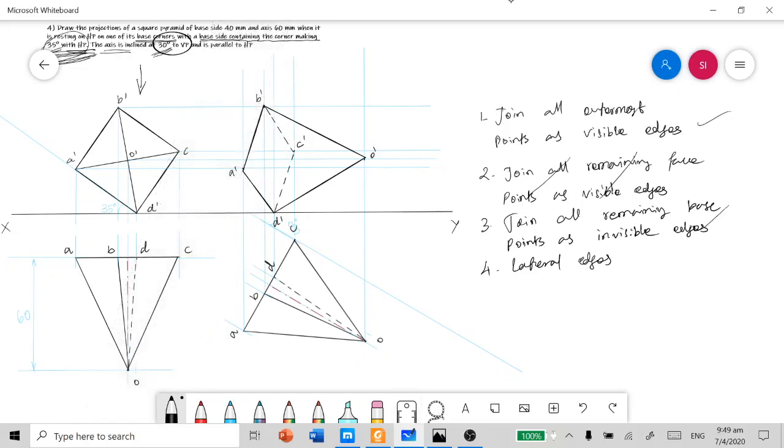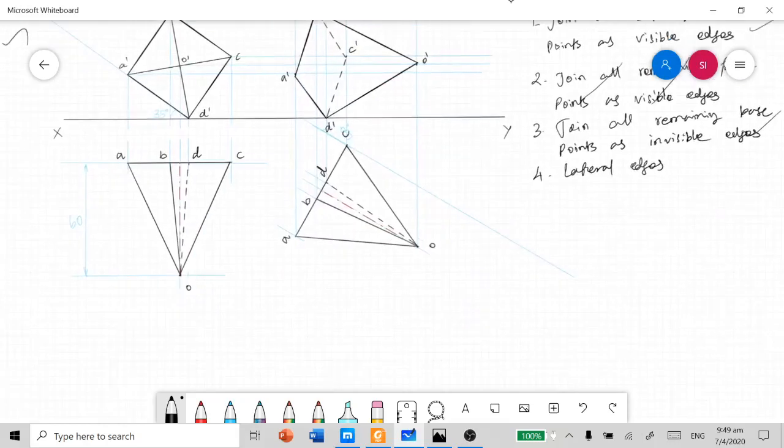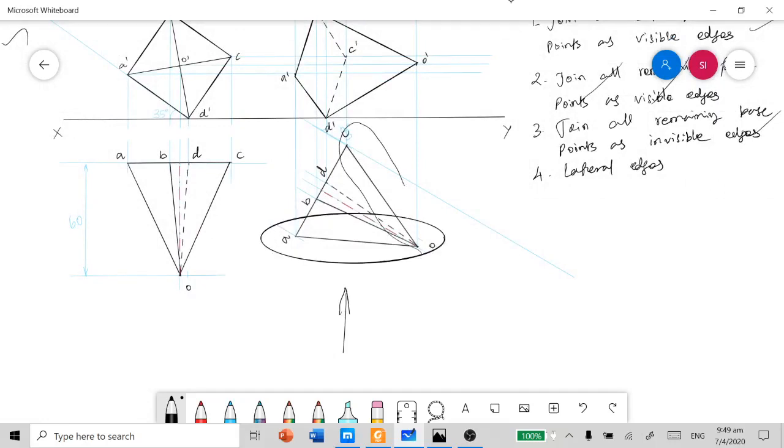And then finally we have to consider the lateral edges. Already the lateral edges OB and OD are connected as visible edges. The only thing we need to connect is the edges OA and OC. When you look at the lateral view of the solid from the front, you can clearly decide that the edge OA is visible to you and the edge OC is invisible to you. So you have to connect the edge O dash A dash as a visible edge, and O dash C dash as an invisible edge in the current front view.